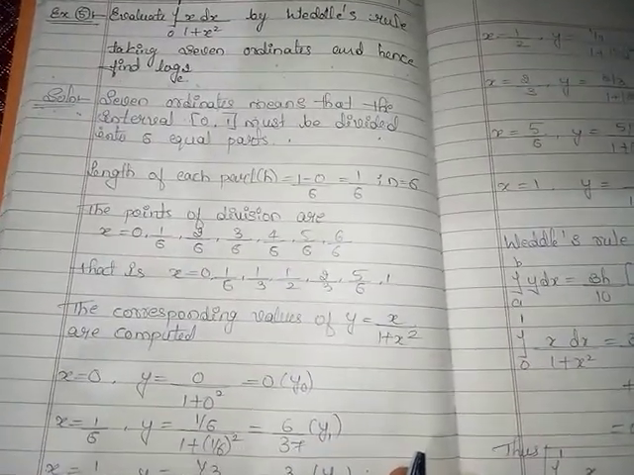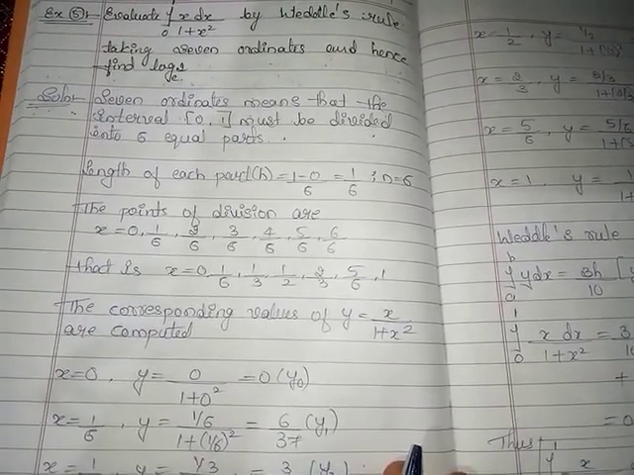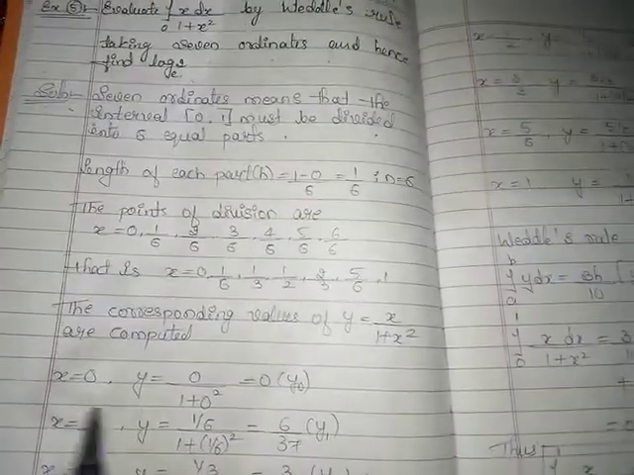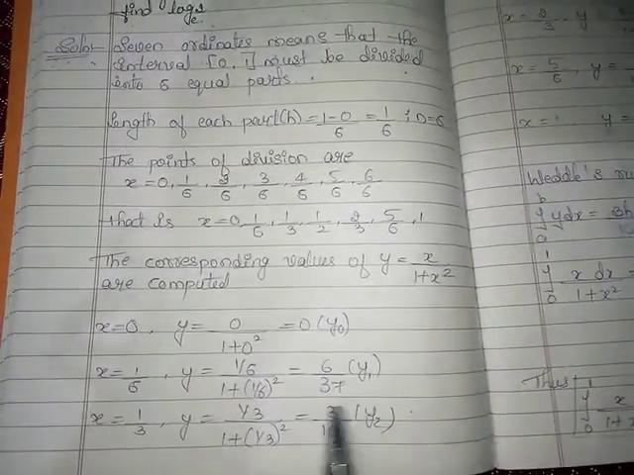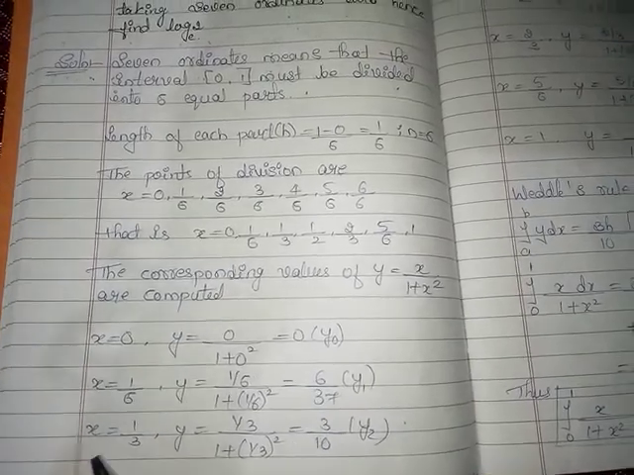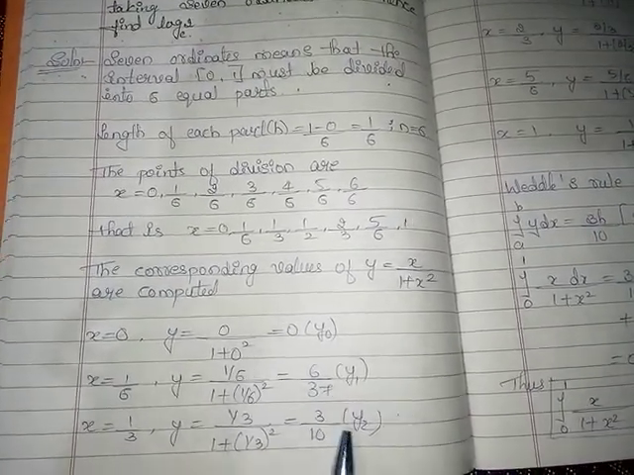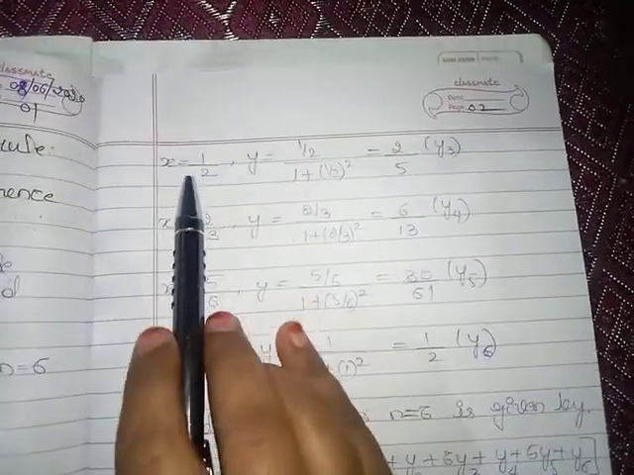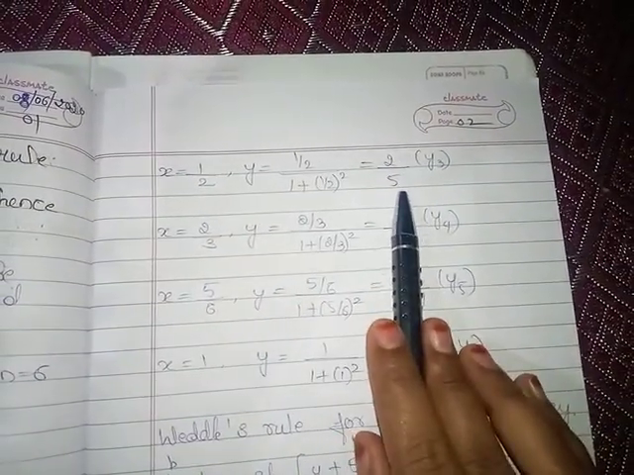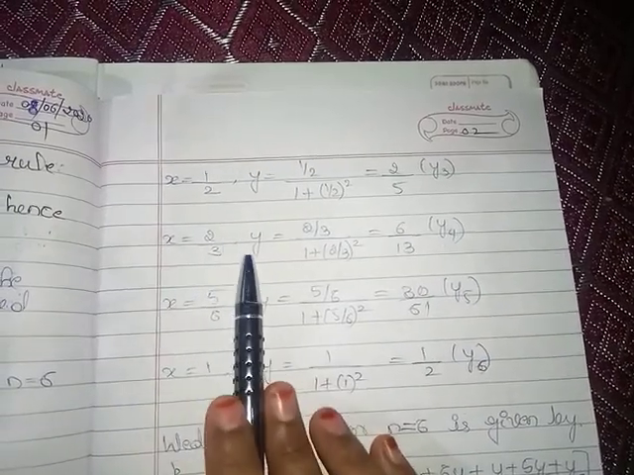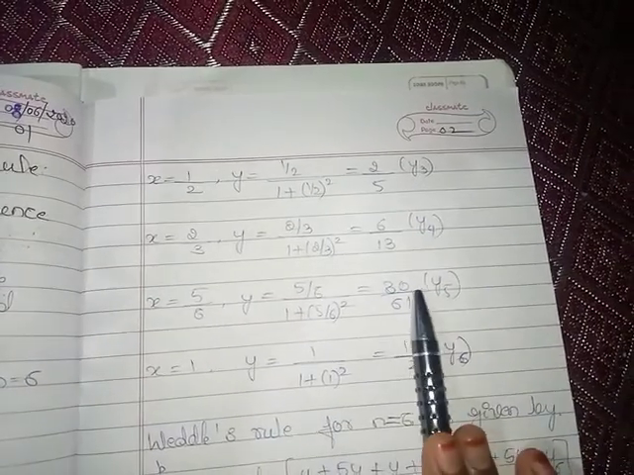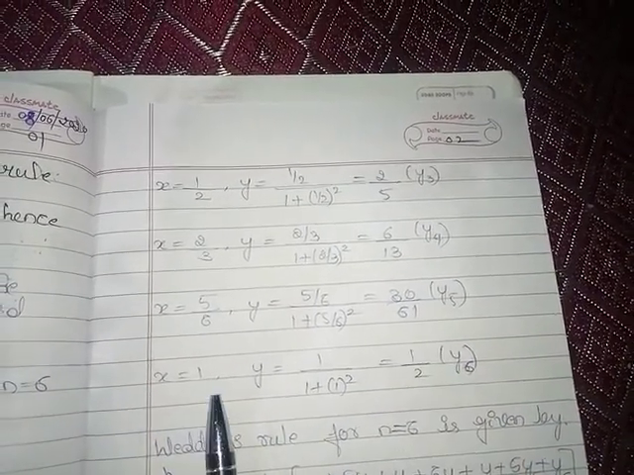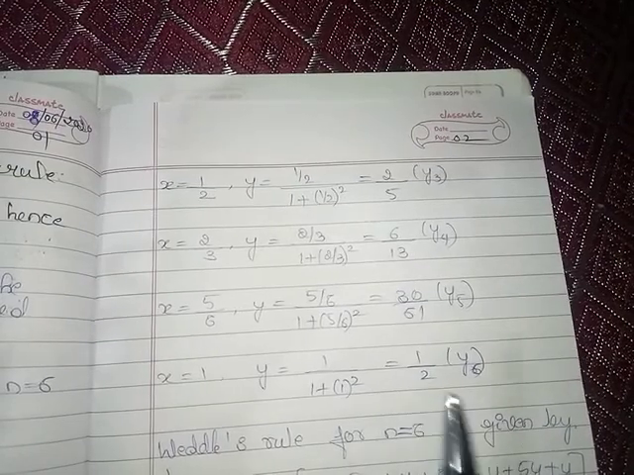Then the corresponding values of y equal to x by 1 plus x square are: when x is equal to 0, y value is 0. When x is equal to 1 by 6, y value is 6 by 37. When x is equal to 1 by 3, y value is 3 by 10. Similarly, when x is equal to 1 by 2, y is 2 by 3. When x is equal to 2 by 3, y value is 6 by 13. When x is equal to 5 by 6, y value is 30 by 61. When x is equal to 1, y is equal to 1 by 2.